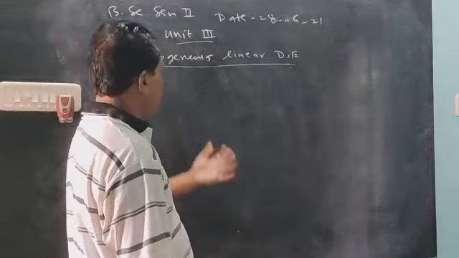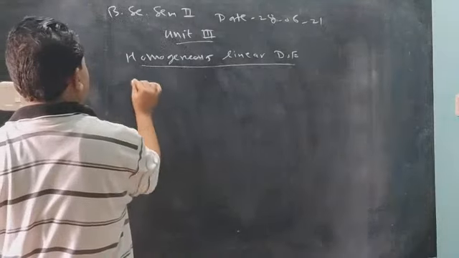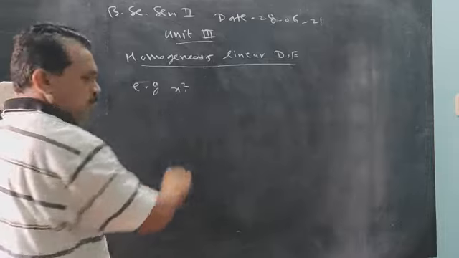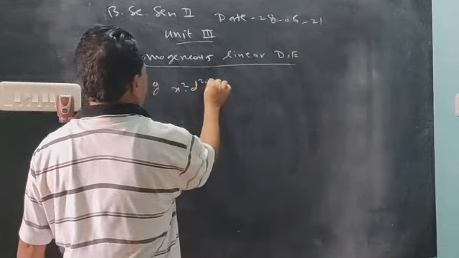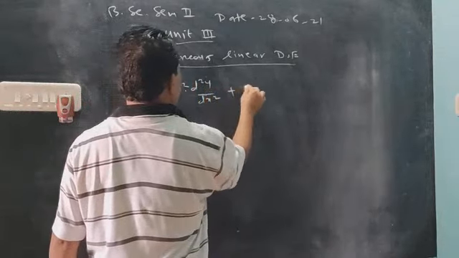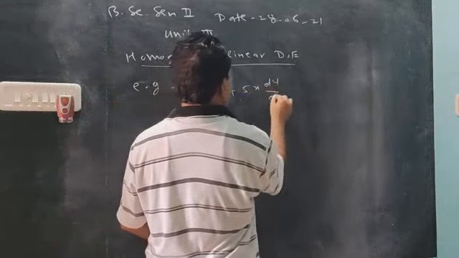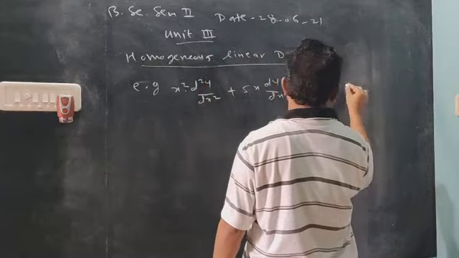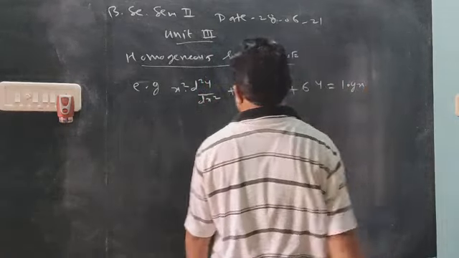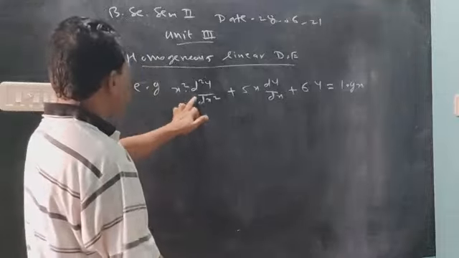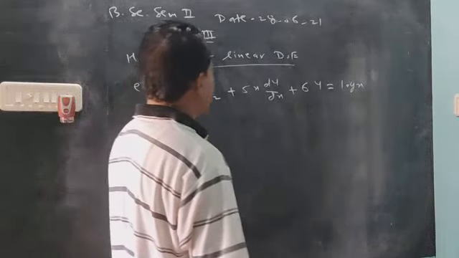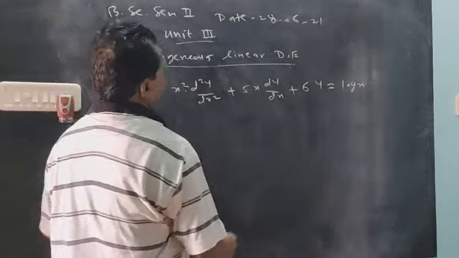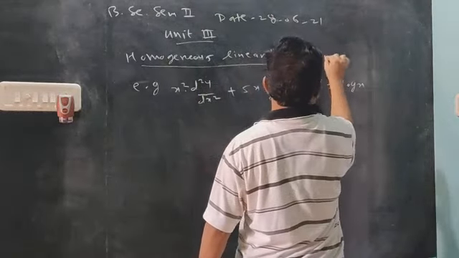Homogeneous now. Because in the equation, the coefficients are in x. For example, x square is the coefficient of d square y by dx square, plus 6x dy by dx, plus 6y, and the right side function is log of x. So here the coefficients have the variable x. This is called a homogeneous equation, or Euler's equation.